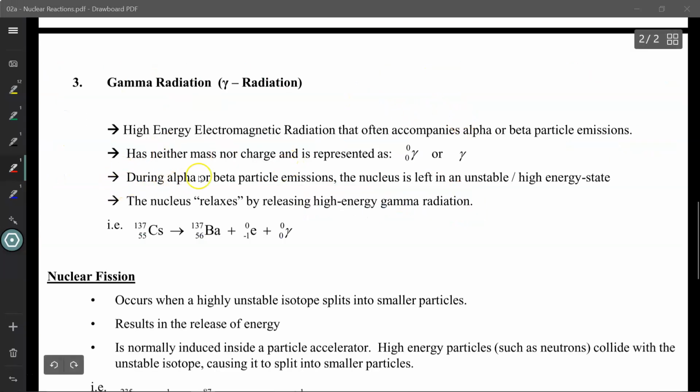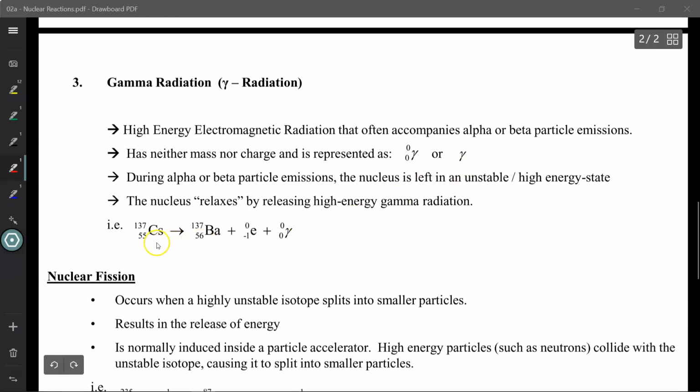Now, during alpha and beta particle emissions, the nucleus is left in an unstable or high energy state. As the nucleus relaxes into a lower energy state, it emits high amounts of energy. We call that energy gamma radiation. So that's the symbol gamma. Gamma radiation has neither mass nor charge, so we represent it as a gamma symbol with a 0, 0, or simply just the gamma symbol.